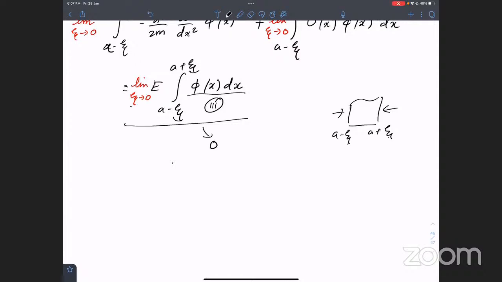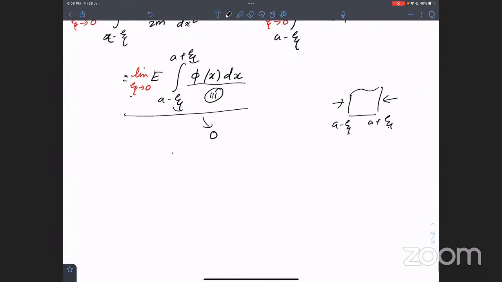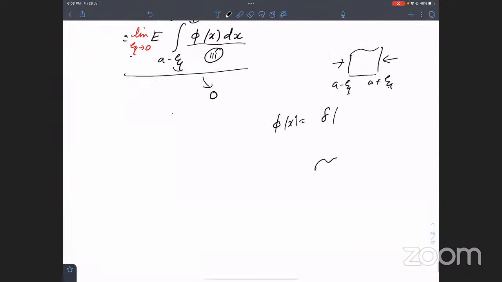But there is one function which will not satisfy this. Anybody? The delta function. Exactly. So unless and until this third term is 0, unless and until my phi contains some kind of a delta. Now let's examine, is it possible for my wave function to have a delta?